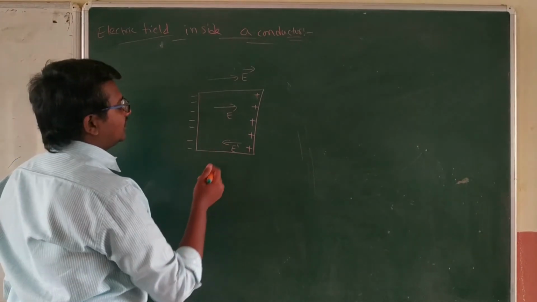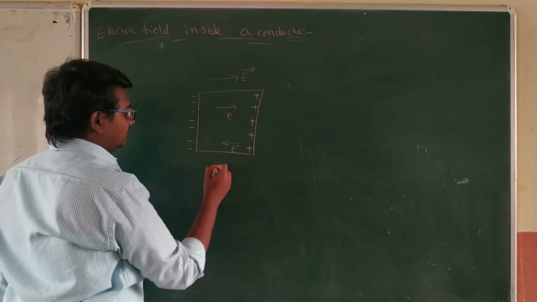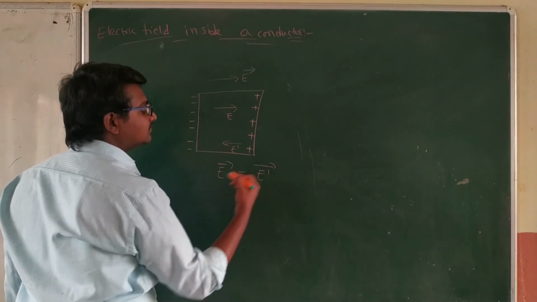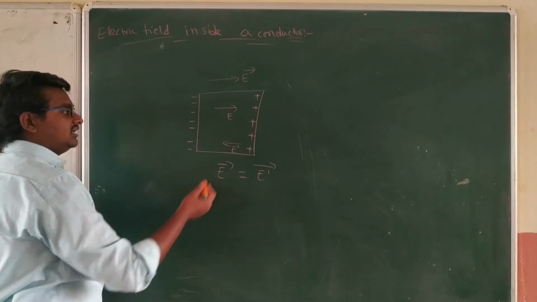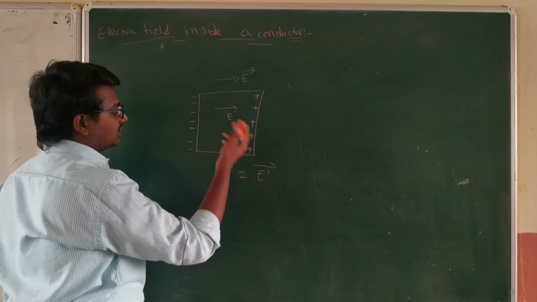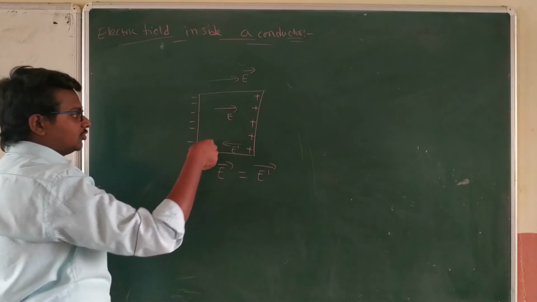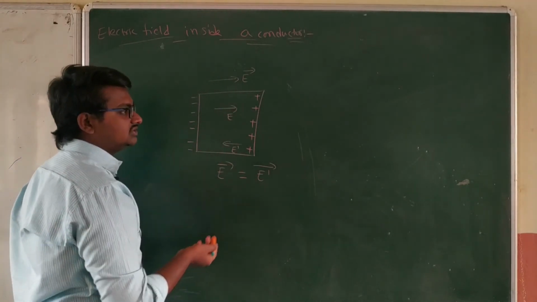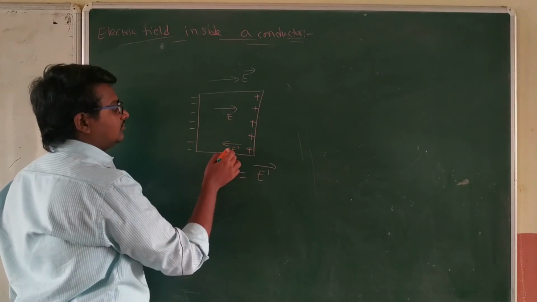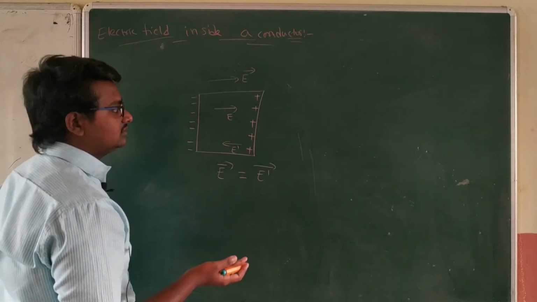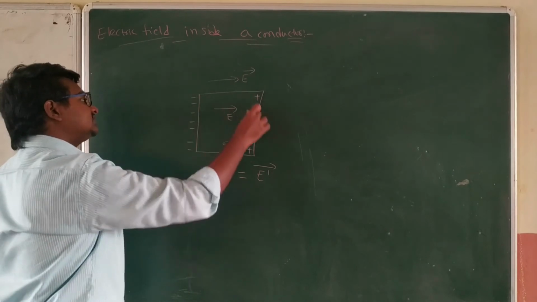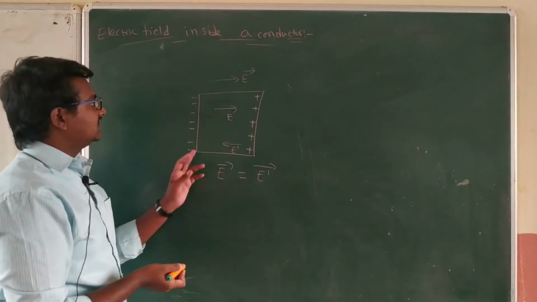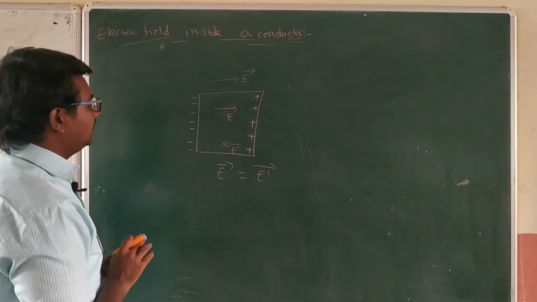After some time, what will happen? E bar will equal E dash bar. When E bar and E dash bar are equal, they cancel each other because of vectorial addition, and the total electric field becomes 0. E bar minus E dash bar equals 0. It means the electric field inside the conductor is 0.